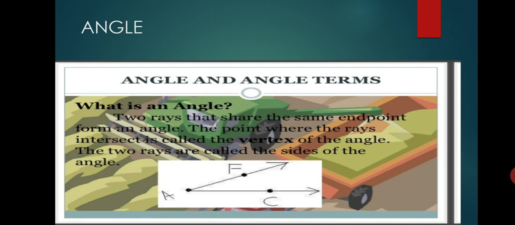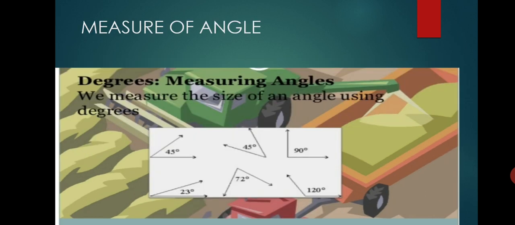Now, what is an angle? Two rays that share the same endpoint form an angle. So an angle is just formed by two rays which have the same endpoint. The point where the rays intersect is called the vertex. Suppose here where the rays intersect, this point is A, so A is called the vertex, and the two rays are called the sides of the angle, or we may say the arms of the angle.